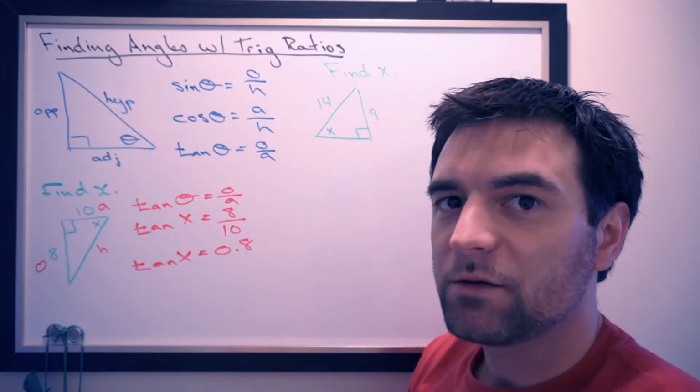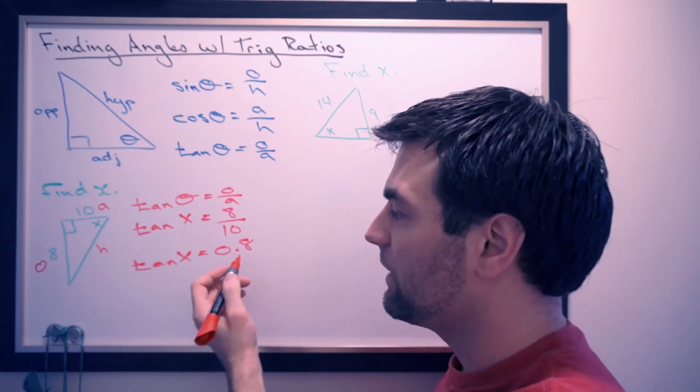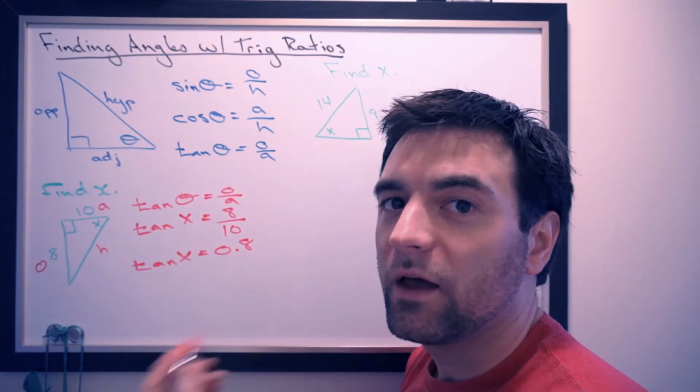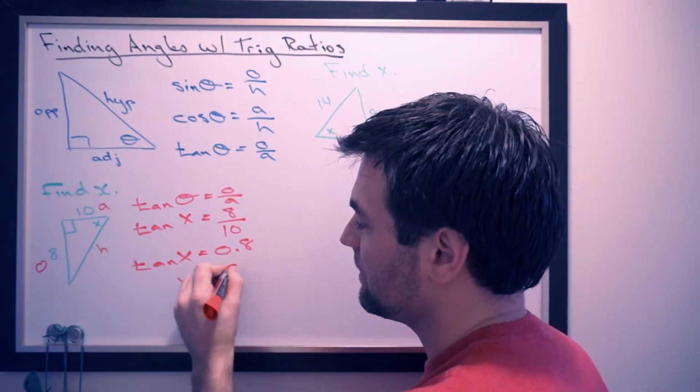And then I pull up my table with sine, cos, and tan. And under the tangent column, I'll go down. I'll find the closest number to 0.8. And in this case here, it works out to about 39 degrees. That is the angle.